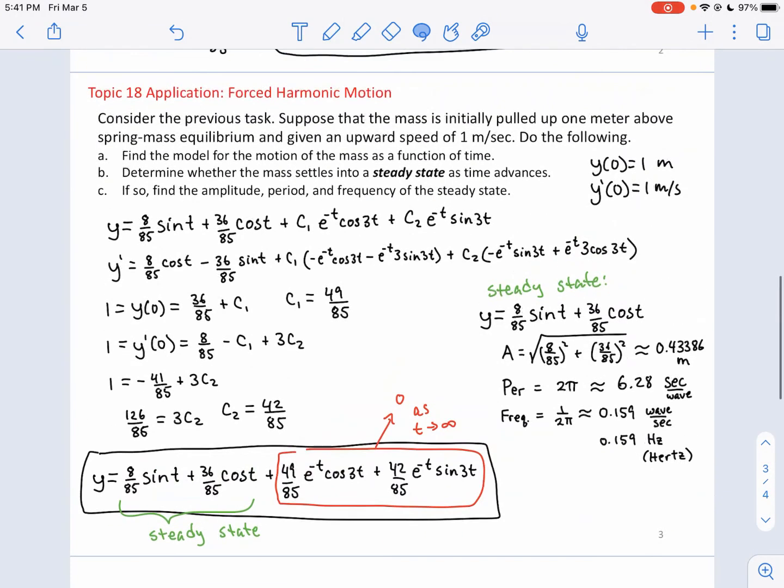Okay, so that wraps up this lesson on forced harmonic motion.